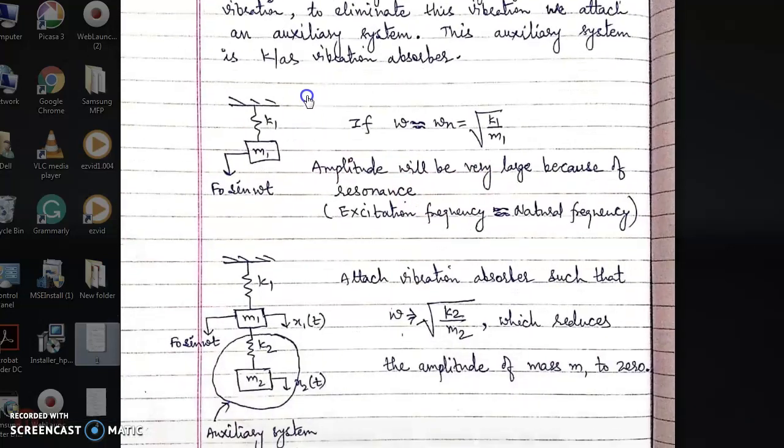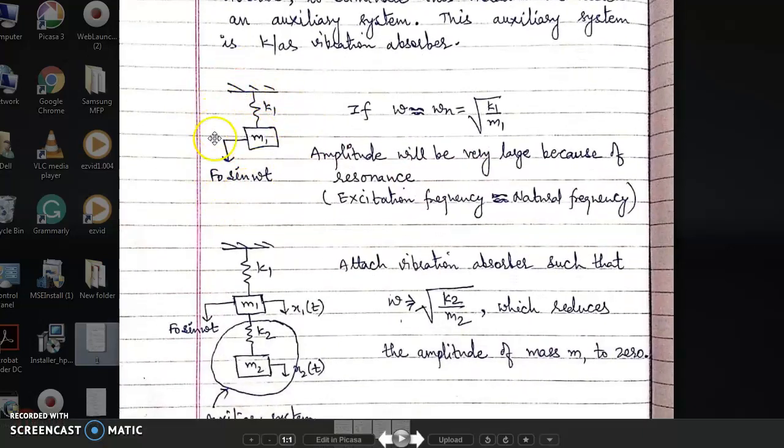Okay, so let's start. Suppose this is my main system having K1, M1 and external excitation force F0 sin omega t. So it will have some vibration, I know, and if this omega is excitation frequency, if omega will be equal to natural frequency of the system, that is under root K1 upon M1, then amplitude will be very large because of resonance. Okay, we know this, and we know that if excitation frequency will be equal to natural frequency, it will be resonance and the amplitude will be very large. So I don't want this much large amplitude. I want to reduce this.